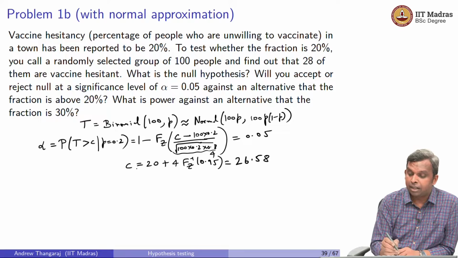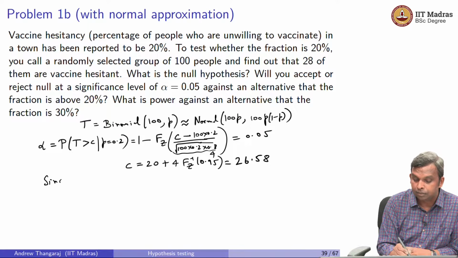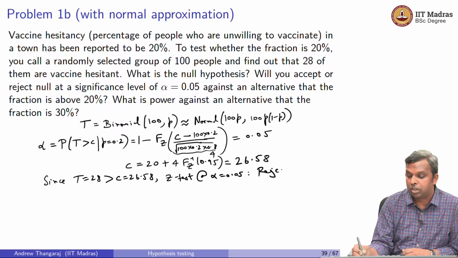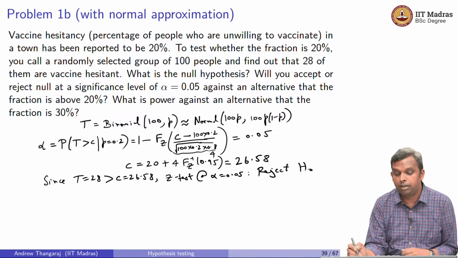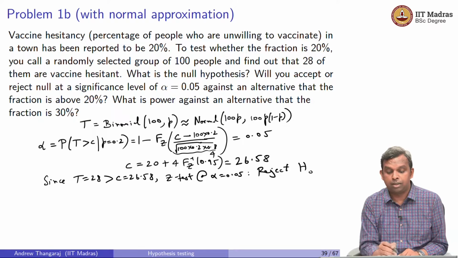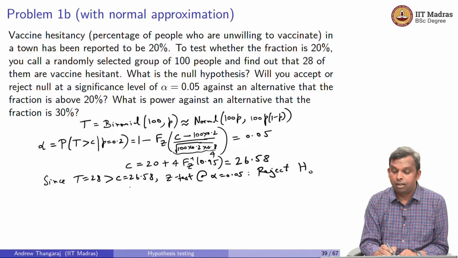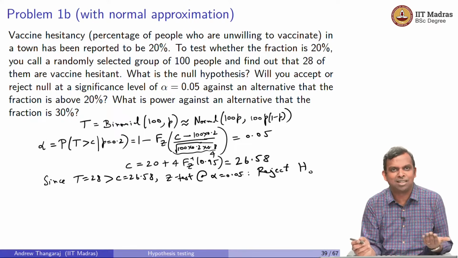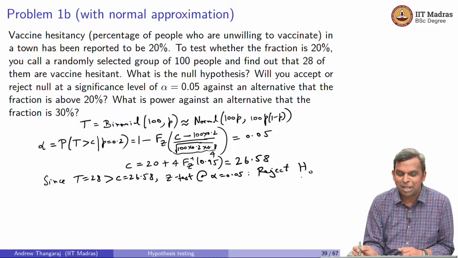Now notice what has happened here. In this case, since T equals 28 is greater than C equals 26.58, the Z test at alpha equals 0.05 decides to reject H0. So you're rejecting the null hypothesis, you ended up being greater. That looks fine enough. Our alpha was low, you came to a decision, just like we did last time. But what about power?